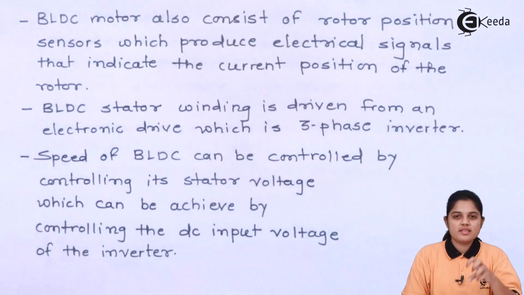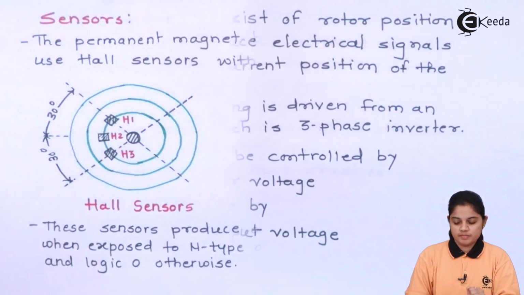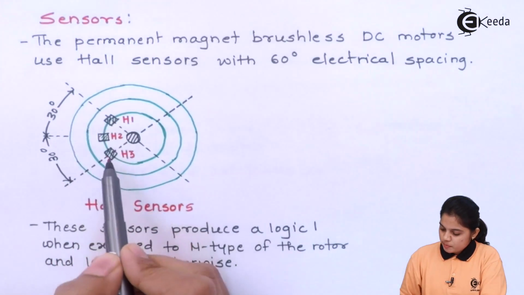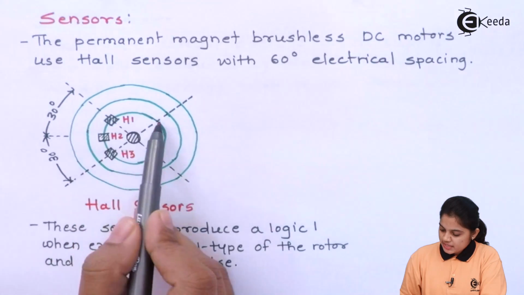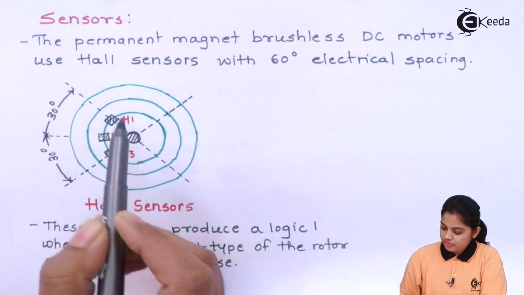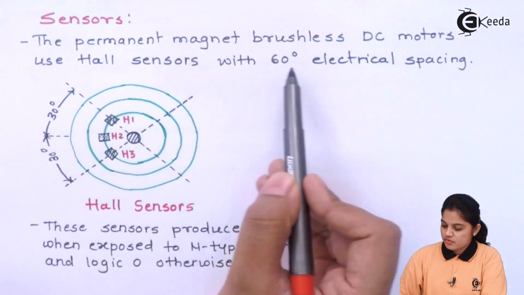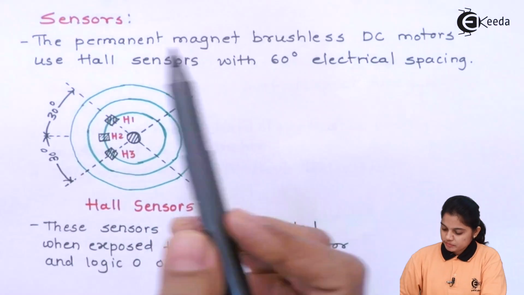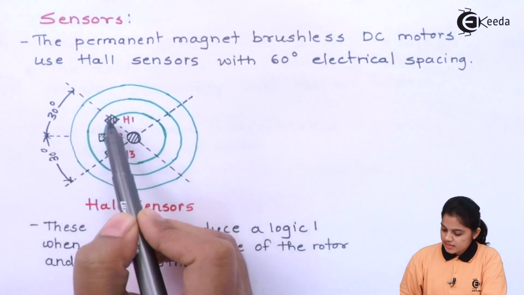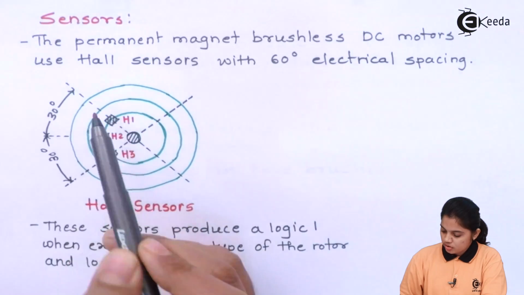Now let's see how these sensors are connected on the BLDC motor. Here you can see the sensors placed in a different manner. Basically, sensors are placed at the shaft. The permanent magnet brushless DC motor uses Hall sensors with a 60-degree electrical spacing. So the sensors are placed at 60-degree electrical spacing on the rotor part.